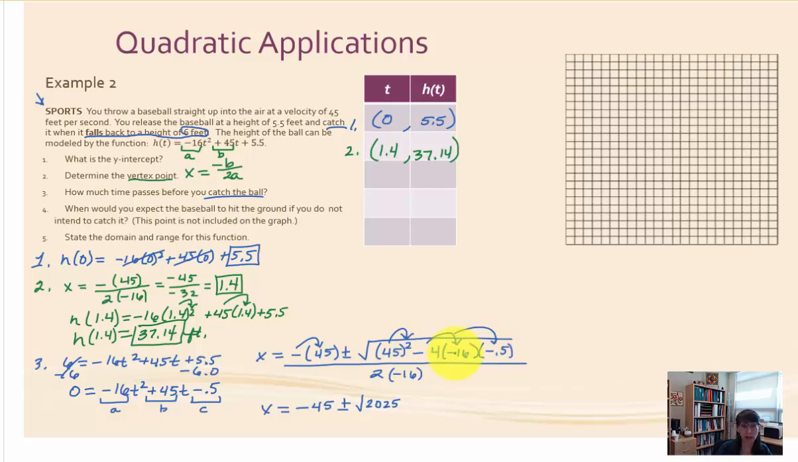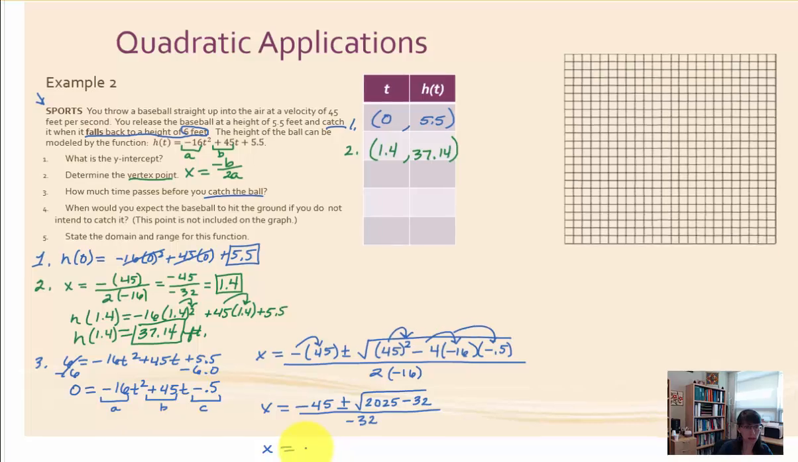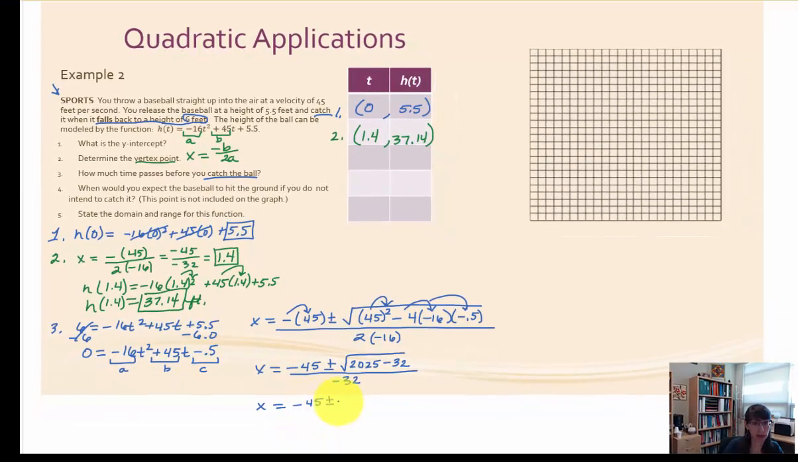Since we have an odd number of negatives, we will be subtracting. Let's do the multiplying. 4 times 16, and then that product would be multiplied by 0.5. That gives us 32. So we'll be subtracting 32. Our divisor, 2 times negative 16, is negative 32. So now we have x equal to negative 45 plus or minus the square root of 2025 minus 32. And that's going to give us 1,993, all divided by negative 32.